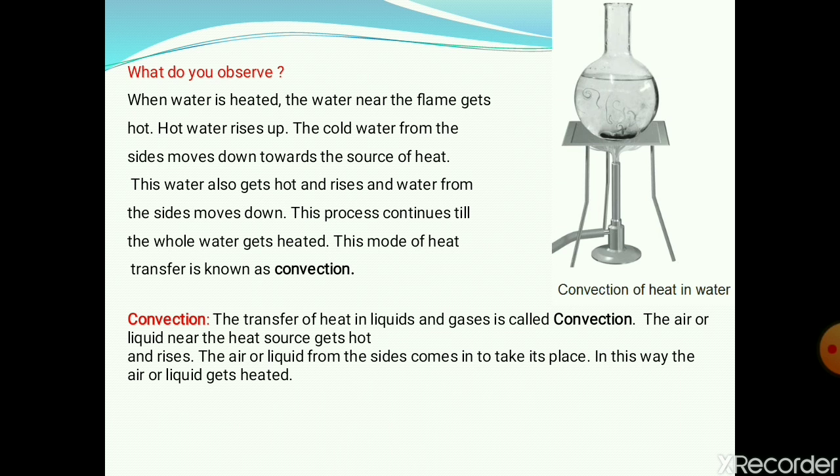Convection, the transfer of heat in liquids and gases, is called convection. The air or liquid near the heat source gets hot and rises. The air or liquid from the sides comes back in to take its place. In this way, the air or liquid gets heated.